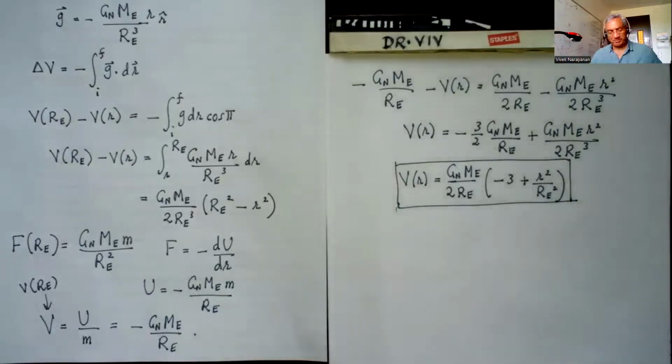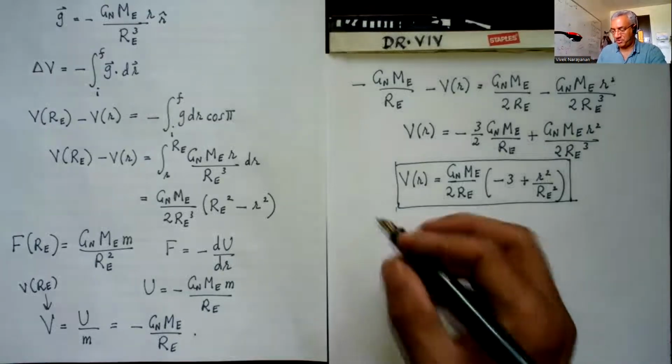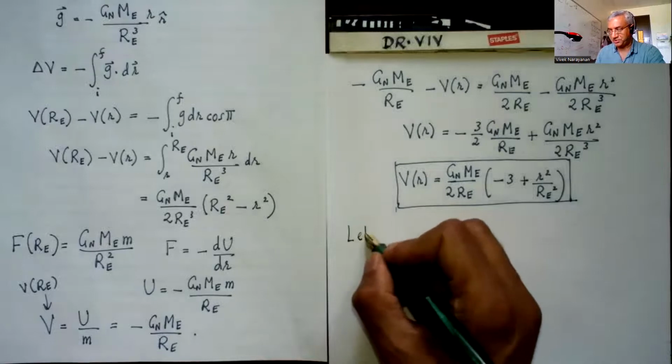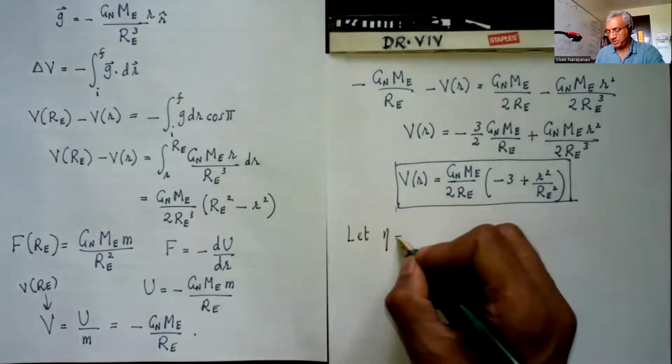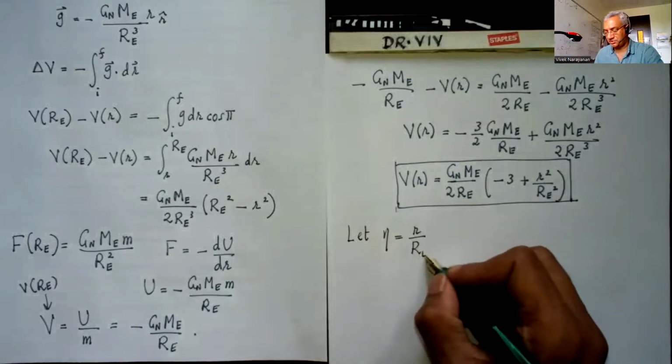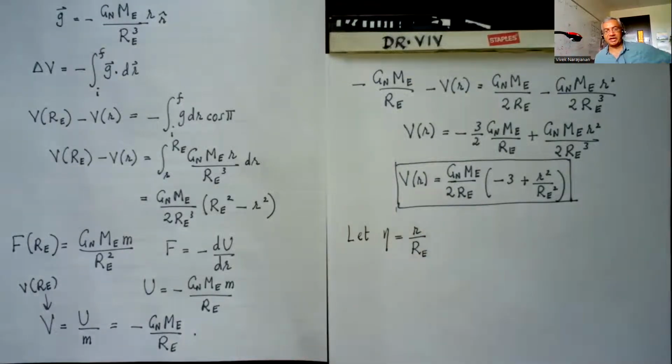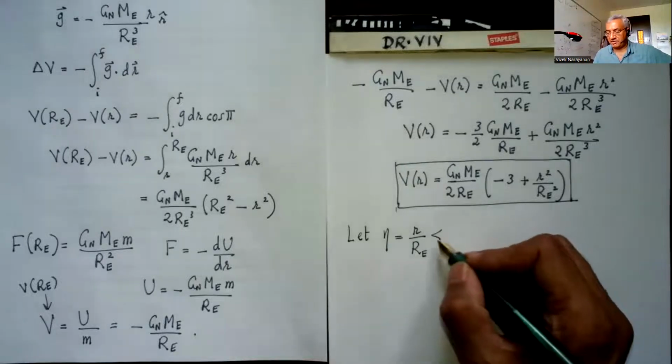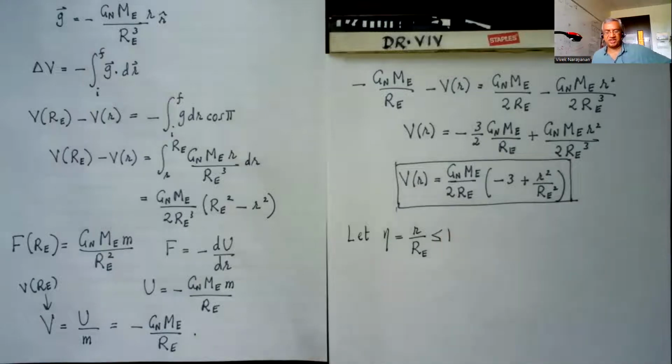Now, to simplify our writing for the future, I'm going to introduce the following notation. I'm going to call eta the ratio between the radial location of the train at any given time divided by the radius of the Earth. So by construction, eta will always be less than or equal to 1. The equality will be achieved at Los Angeles and New York City, and it will be less than 1 throughout the journey.